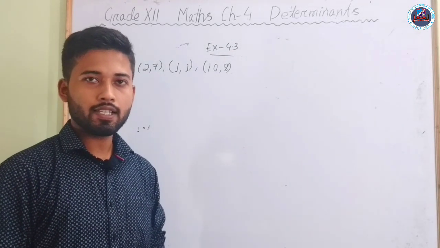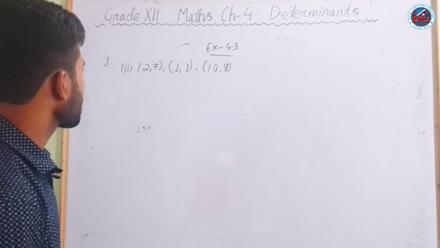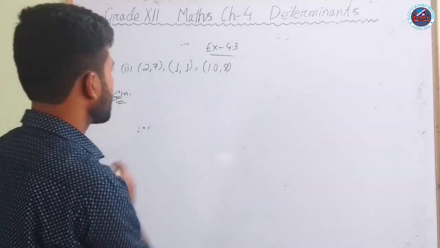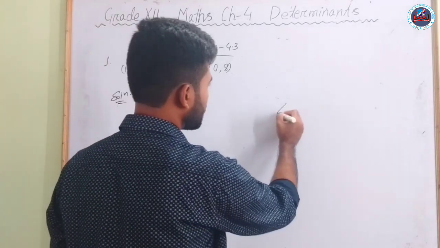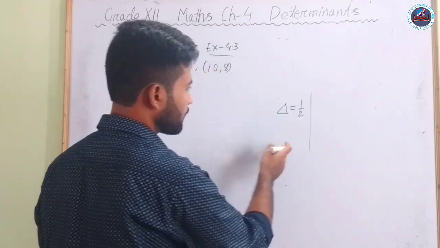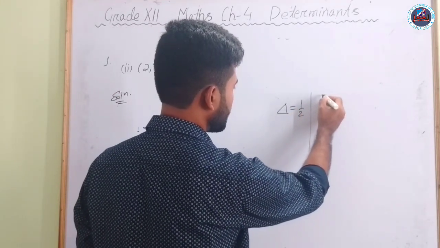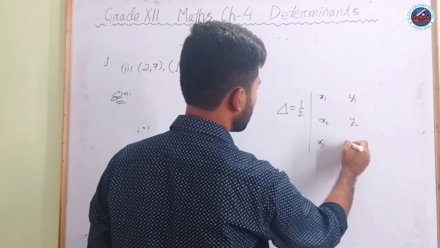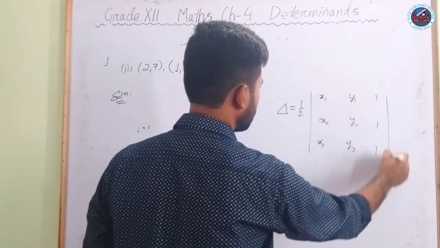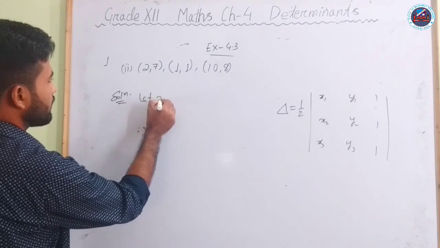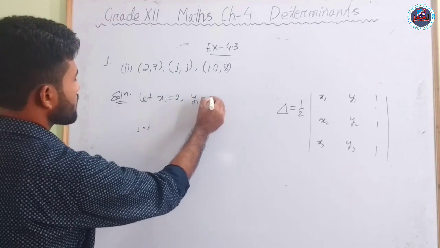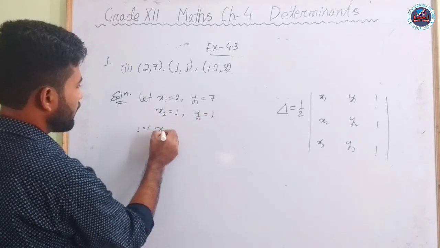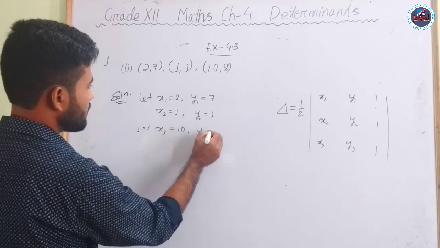Now let us see exercise 4.3. The first question that we have considered here, that is 1 Roman 2. We need to find the area of this triangle where three coordinates are given. So we have the formula, that is to find the area of the triangle, half of the determinant of x1, x2, x3, y1, y2, y3, 1, 1, 1. Here let us consider x1 is equal to 2, y1 is equal to 7, x2 is equal to 1, y2 is equal to 1, and x3 is equal to 10, y3 is equal to 10.